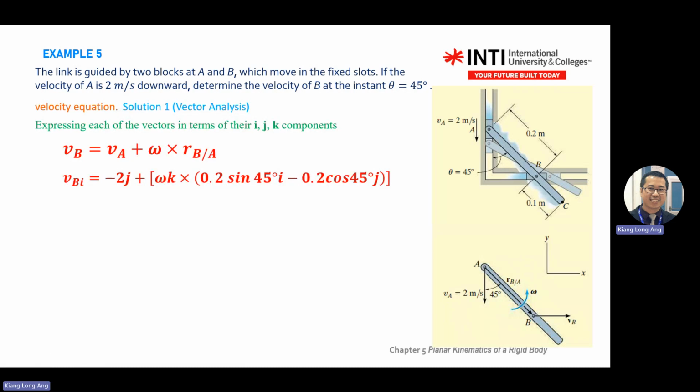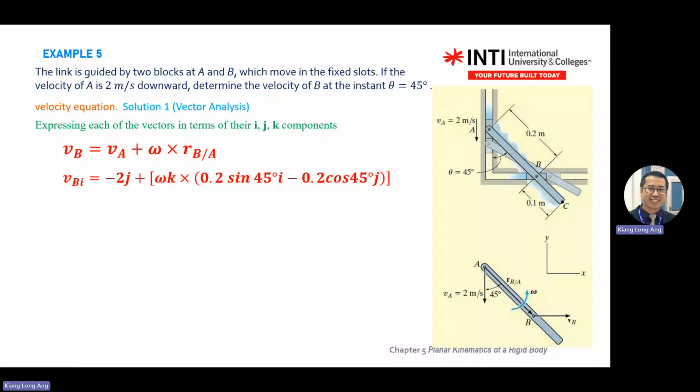RB stroke A is this direction. RB stroke A is going down, but you can split it into two directions: one is X direction and one is Y direction. And again, the angle is given there. This is the angle that you focus on, right?